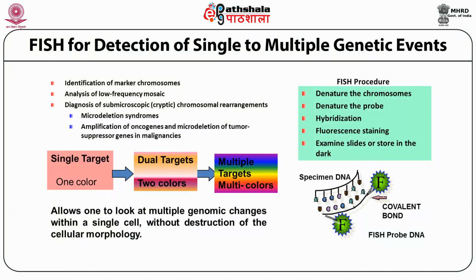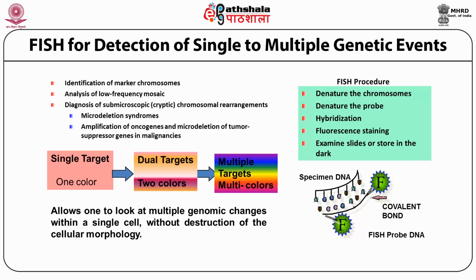We try to explain FISH for the detection of single to multiple genetic events. FISH is used for the identification of marker chromosomes, analysis of low frequency mosaicism, diagnosis of submicroscopic chromosomal rearrangements, detection of microdeletions, and amplification of oncogenes and deletion of tumor suppressor genes in malignancies. Single target one color, dual target two color, or multiple colors allow one to look at multiple genomic changes within a cell without destruction of cellular morphology.